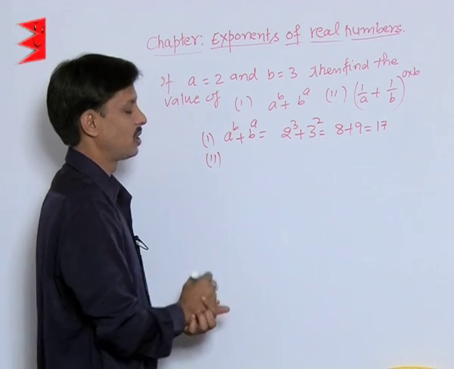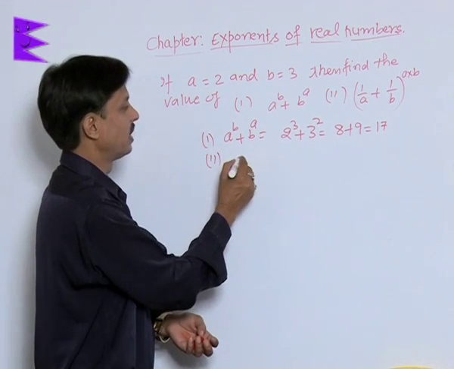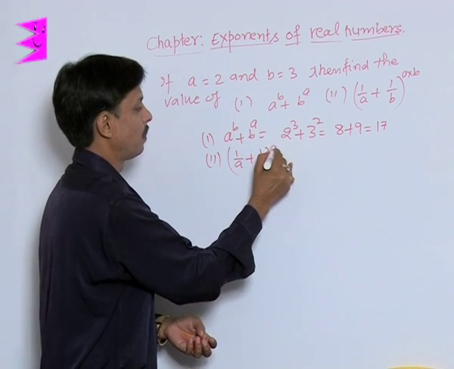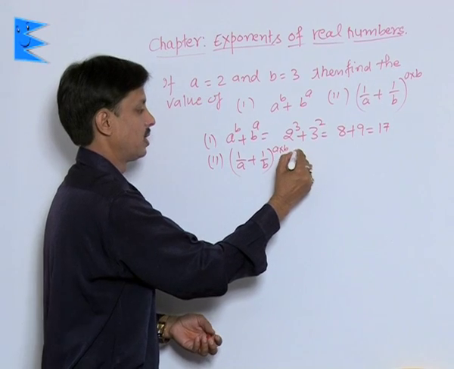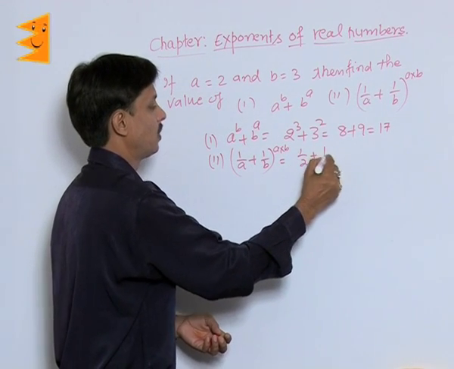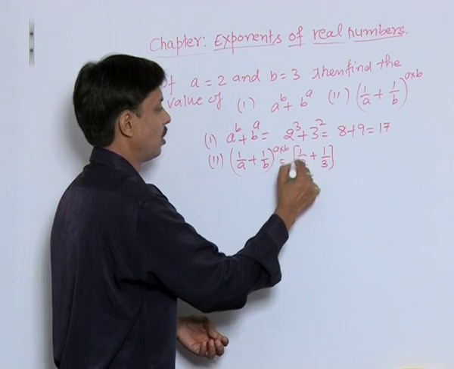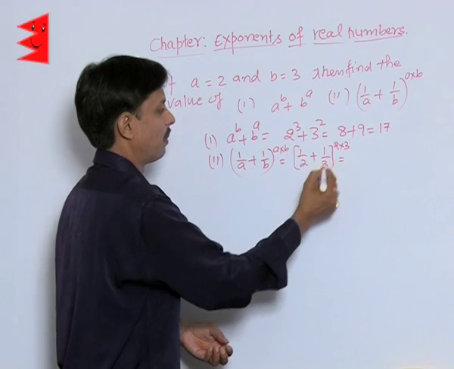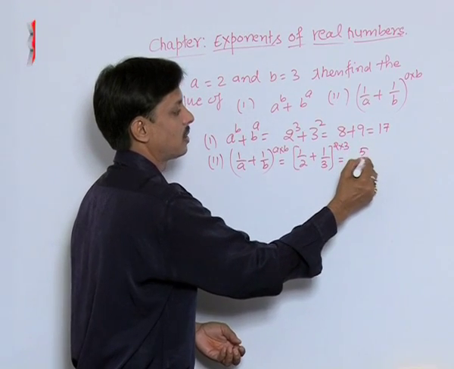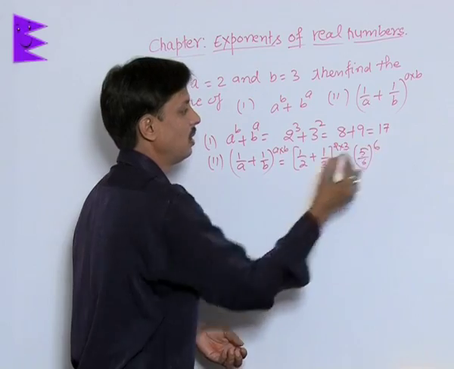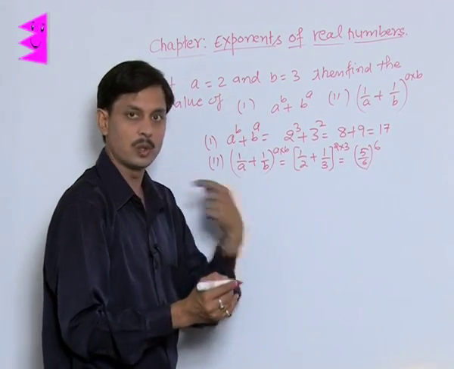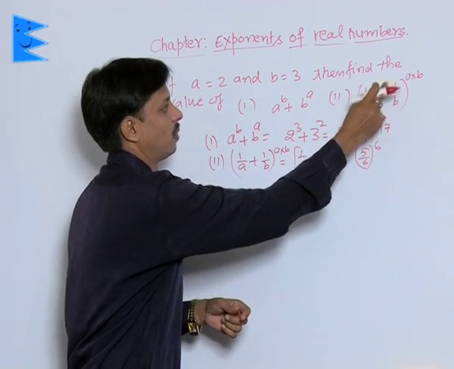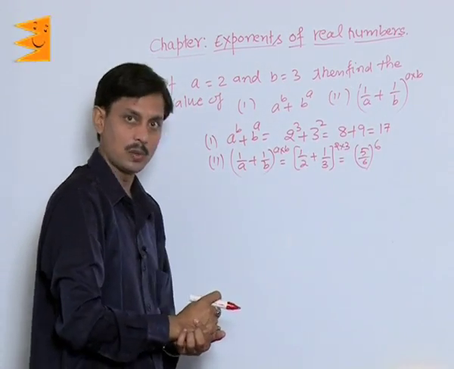If I tell you about the second part, for getting the answer of the second part, 1 upon a plus 1 upon b, that whole raised to the power a into b, I can say 1 upon a means 1 upon 2, 1 upon b means 1 upon 3, whole raised to the power a into b means 2 into 3. The answer of 1 by 2 plus 1 by 3 becomes 5 by 6 and that's to the power 6. 5 by 6 raised to the power 6 is the answer of our 1 upon a plus 1 upon b whole raised to the power a cross b.